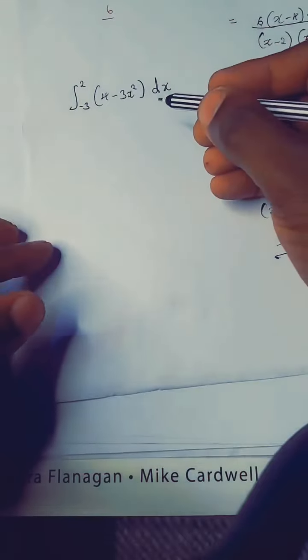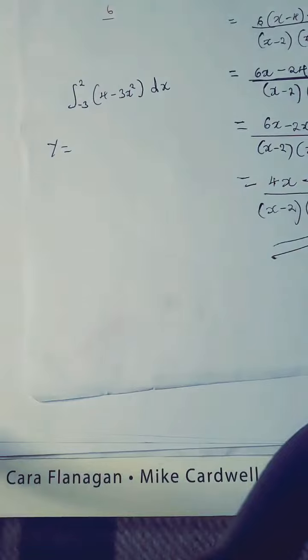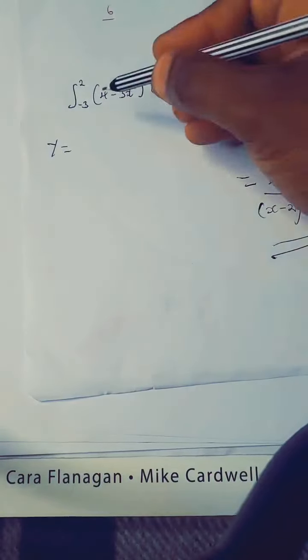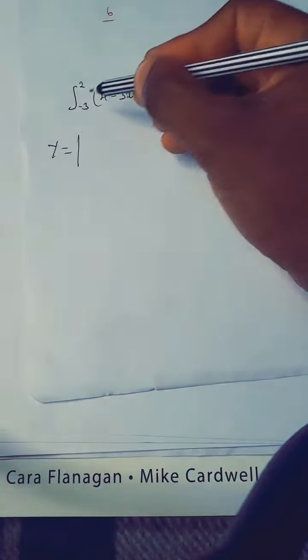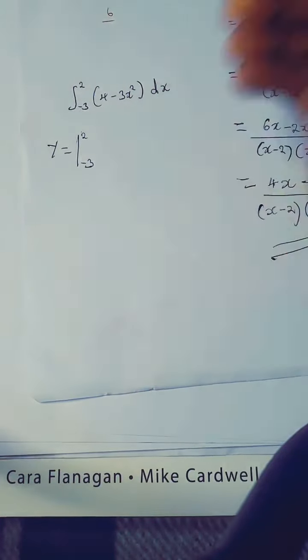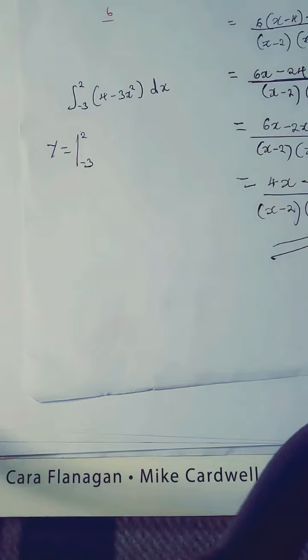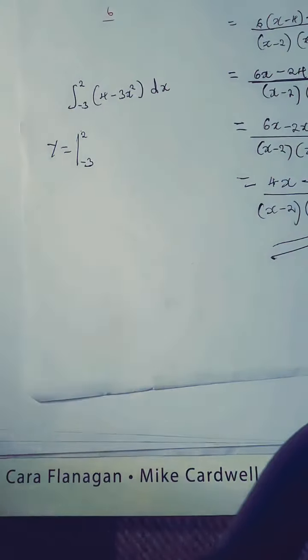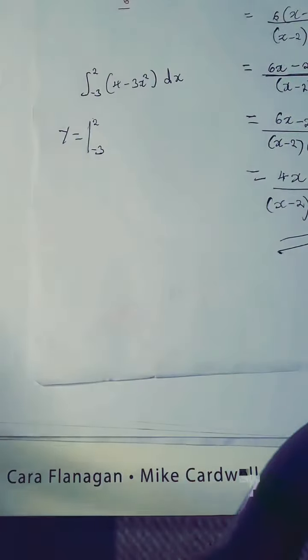So what we are going to do, we simply introduce y is equal to, then we draw a straight line so that we can now put our limits. On top we have a 2, down here we have a -3. Then every time you are integrating, my good friends, you need to know the difference between differentiating and integrating.